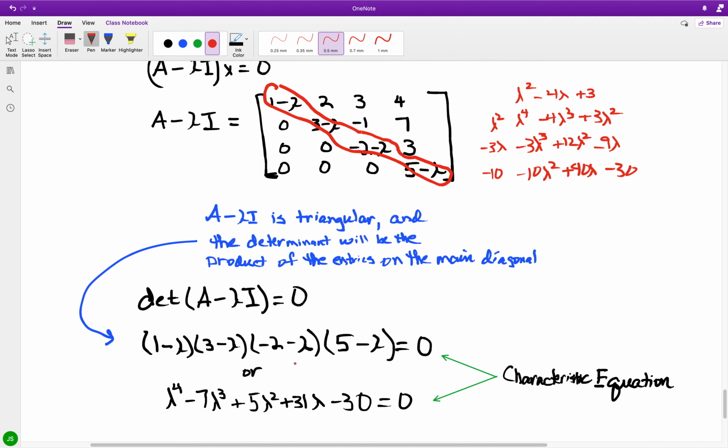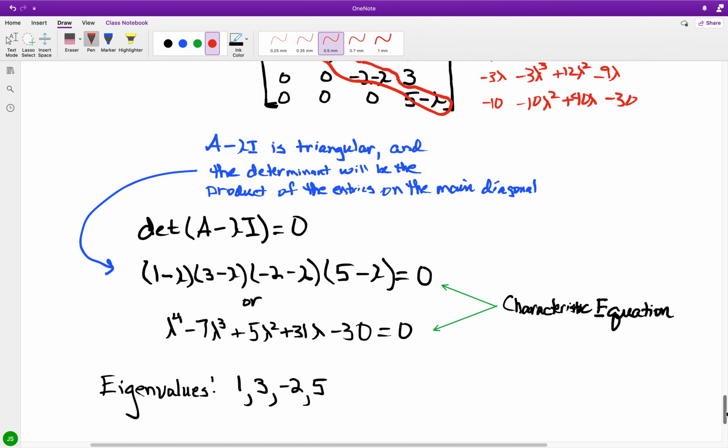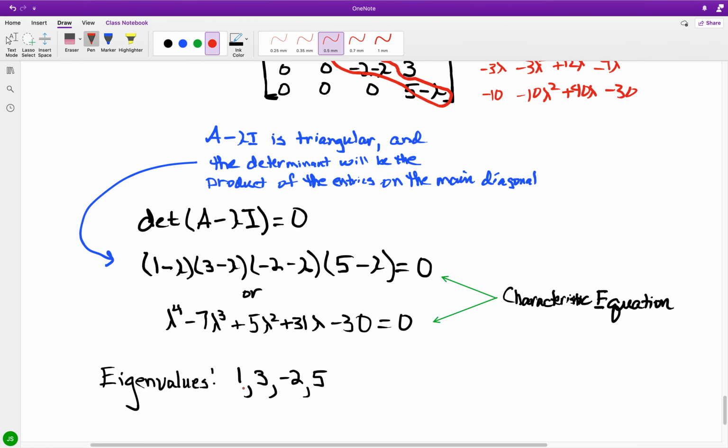And in terms of the characteristic equation, you have the factored form and also the expanded form. Quite a few terms here: lambda to the 4th minus 7 times lambda cubed plus 5 times lambda squared plus 31 lambda minus 30 is equal to 0. And from this, the factored form or the expanded form, the eigenvalues will be 1, 3, -2, and 5.